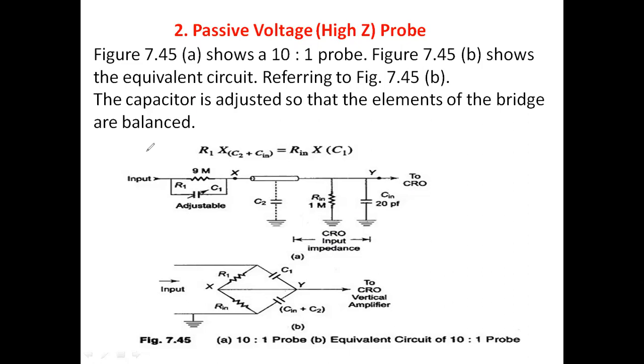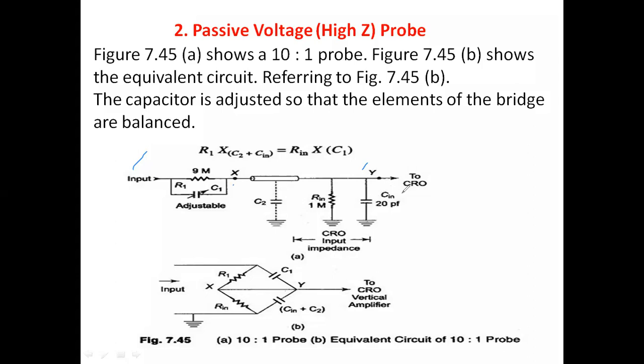Here we will apply the input. This input is connected through a parallel combination of a 9 megaohm resistor R1 and an adjustable capacitor C1. This is point X1 and this is point Y, and in between we will connect a 1 megaohm resistance R in, and this is the capacitance C2.